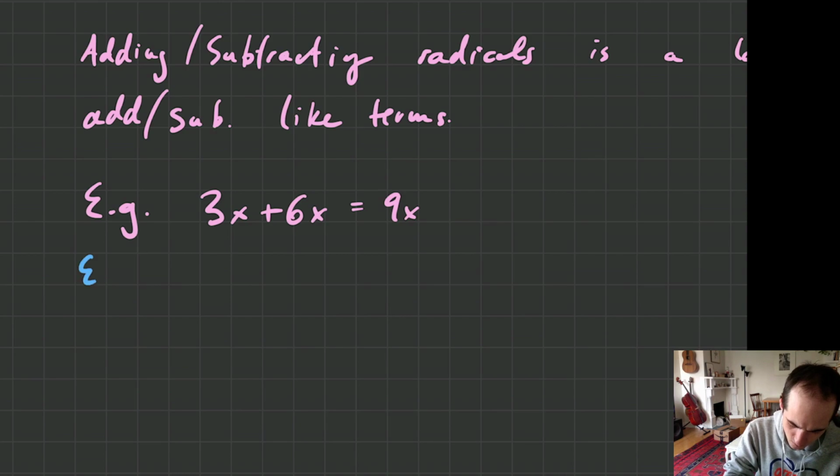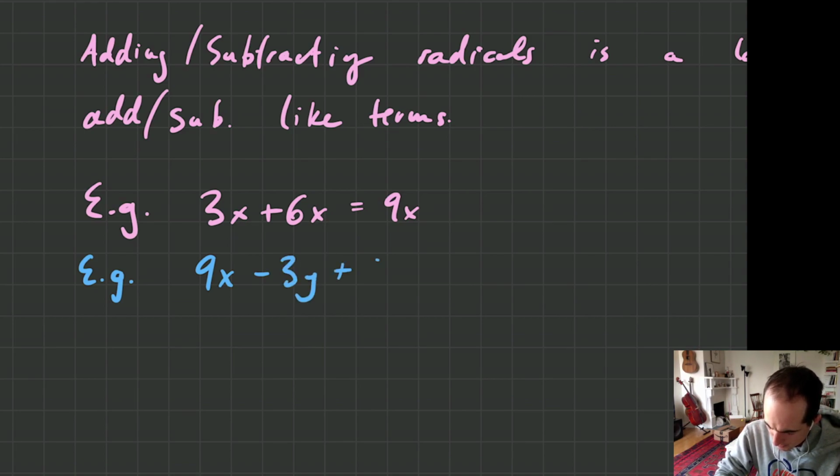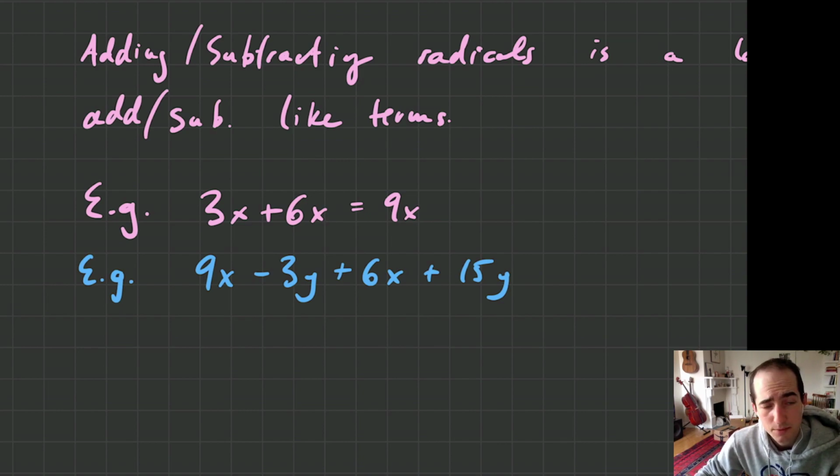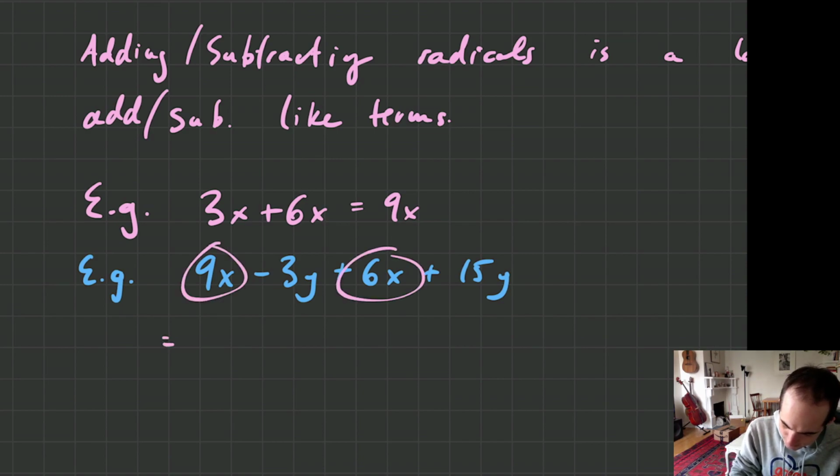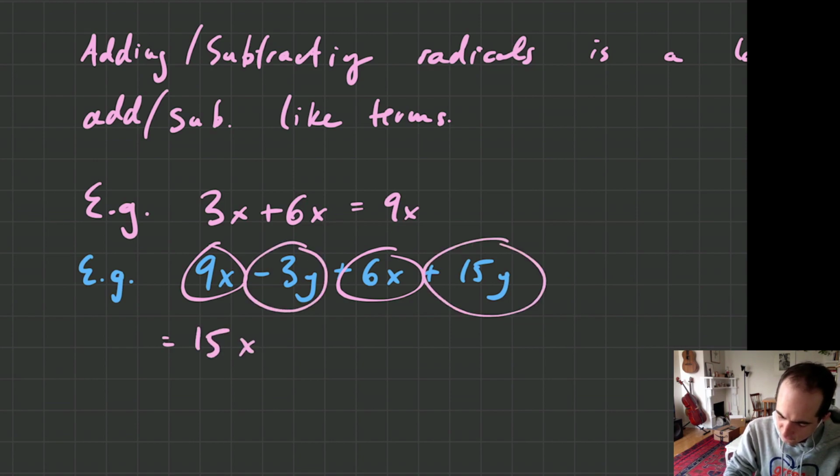Similarly, we could do a different one. We could have maybe 9x minus 3y plus 6x plus 15y. Now, we have some terms that are like terms and some terms that are not like terms, but we kind of just have to pick and choose which one is which and sort of match them together. So in this case, we've got 9x and 6x, that would be 15x, and we've got negative 3y and 15y, which would be 12y.